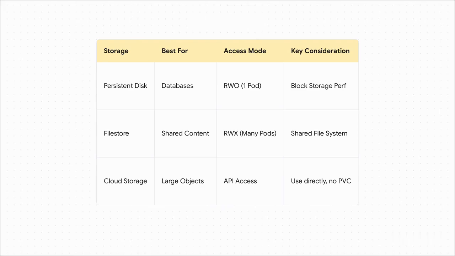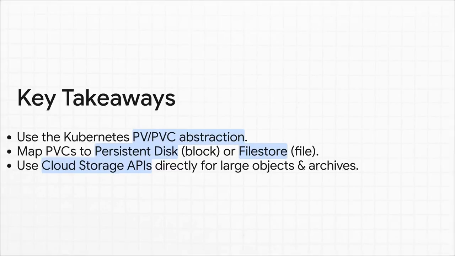This table really brings it all home. The logic is actually pretty simple. If you need single-pod, high-performance block storage, think databases, you're going to use persistent disk. If you need multi-pod, shared file access, like for a CMS, you're going to use FileStore. And for any large objects, backups, or archives, you should bypass the PVC model and have your application call the Cloud Storage API directly.